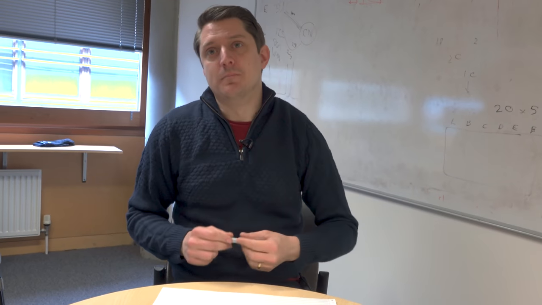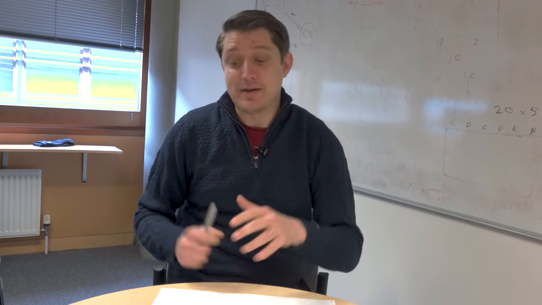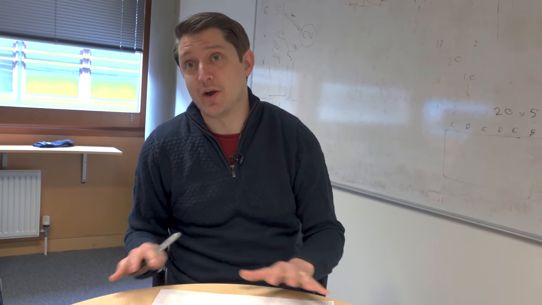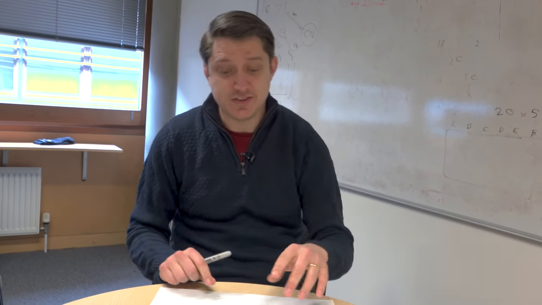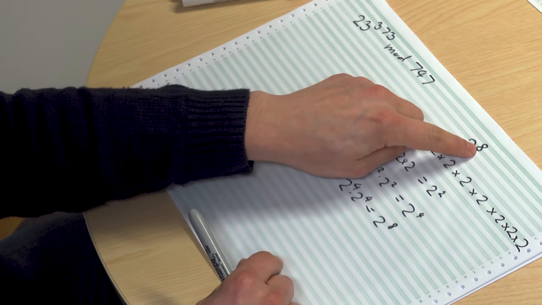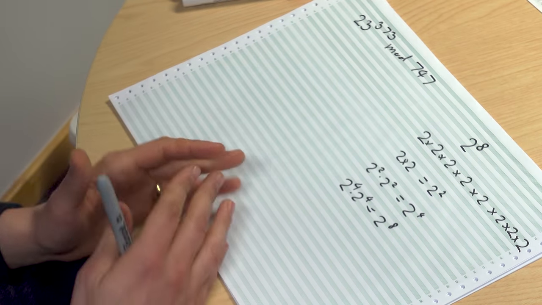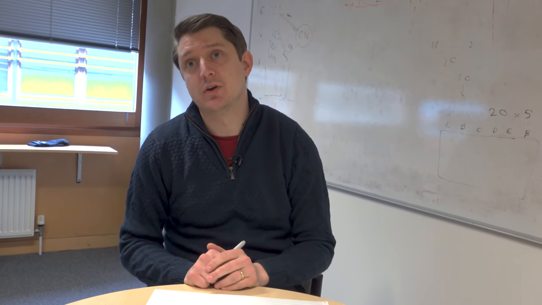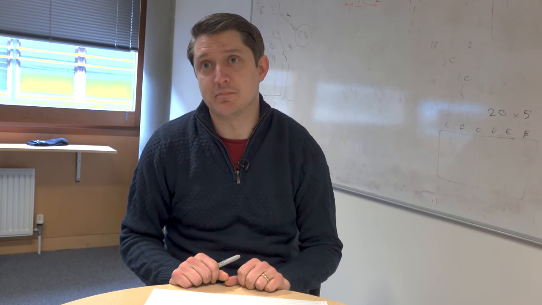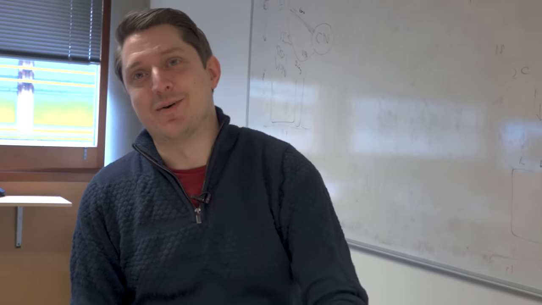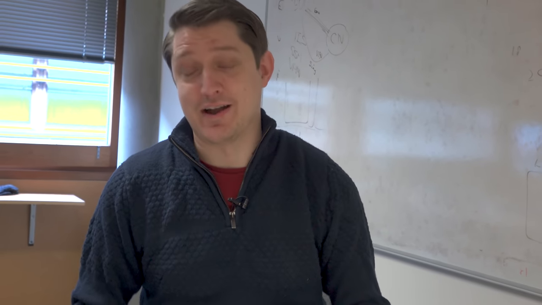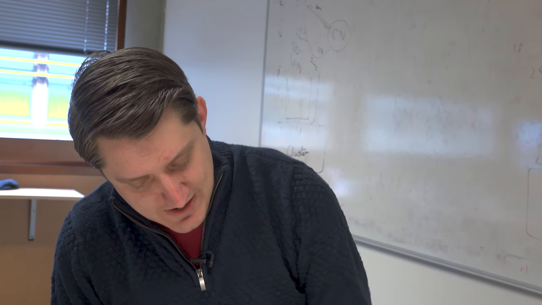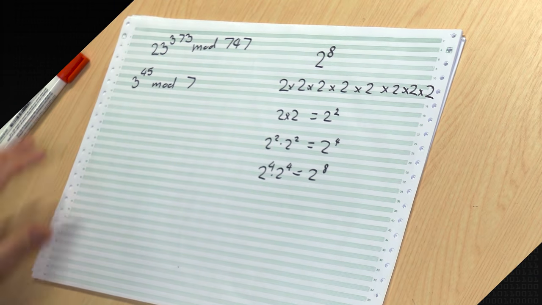What we actually do is something called left to right square and multiply. The idea is we look at the exponent, 373 or 8 or some other number, and we represent it in binary and work out what operations we're going to need to do to get to the right result. I'm going to use a slightly smaller example, otherwise we're going to have to bust out the pocket calculator. So we're going to do 3 to the power of 45 mod 7.